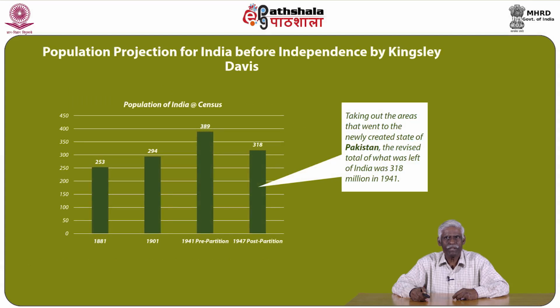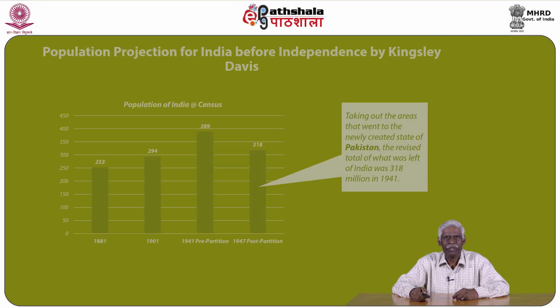The population of India at the time of the first census, taken in the year 1881, was as low as 253 million. However, in 1901, the population rose to 294 million. The 1941 census, which was taken before the partition of India in 1947, put the population figure at 389 million. Taking out the areas that went to the newly created state of Pakistan, the revised total of what was left for India was 318 million in 1941.